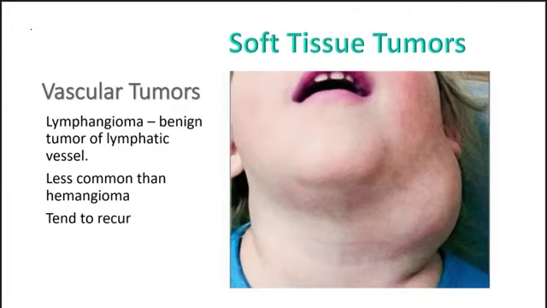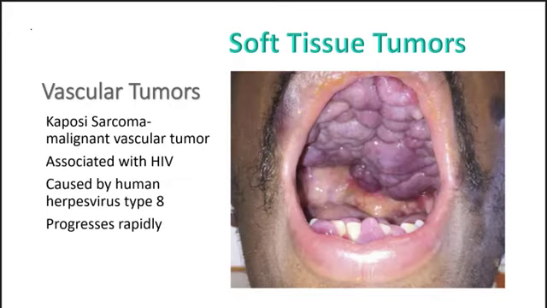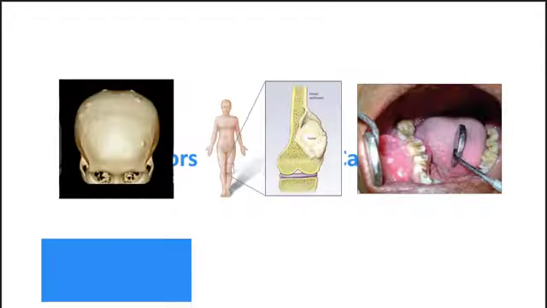Lymphangiomas are benign tumors of the lymphatic vessels. These are less common than hemangiomas, and they tend to recur even when they are removed. We've already learned about Kaposi sarcoma in a previous lecture, but as a reminder, this one is a malignant vascular tumor, and it is associated with HIV. If you get a board question, it's probably going to ask you something related to Kaposi sarcoma in its relation to HIV. This one is caused by human herpes virus 8, and it is a very rapidly progressing disease.